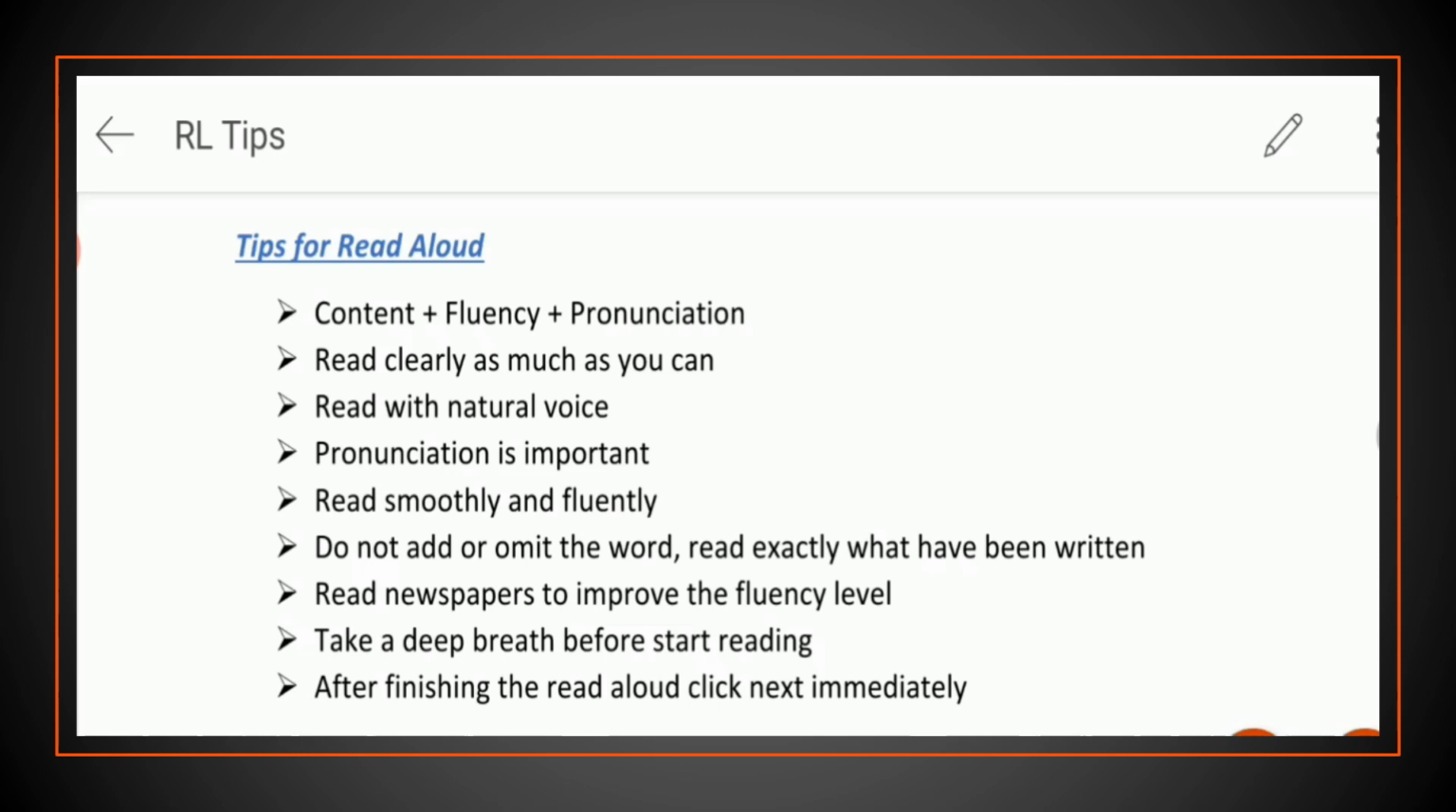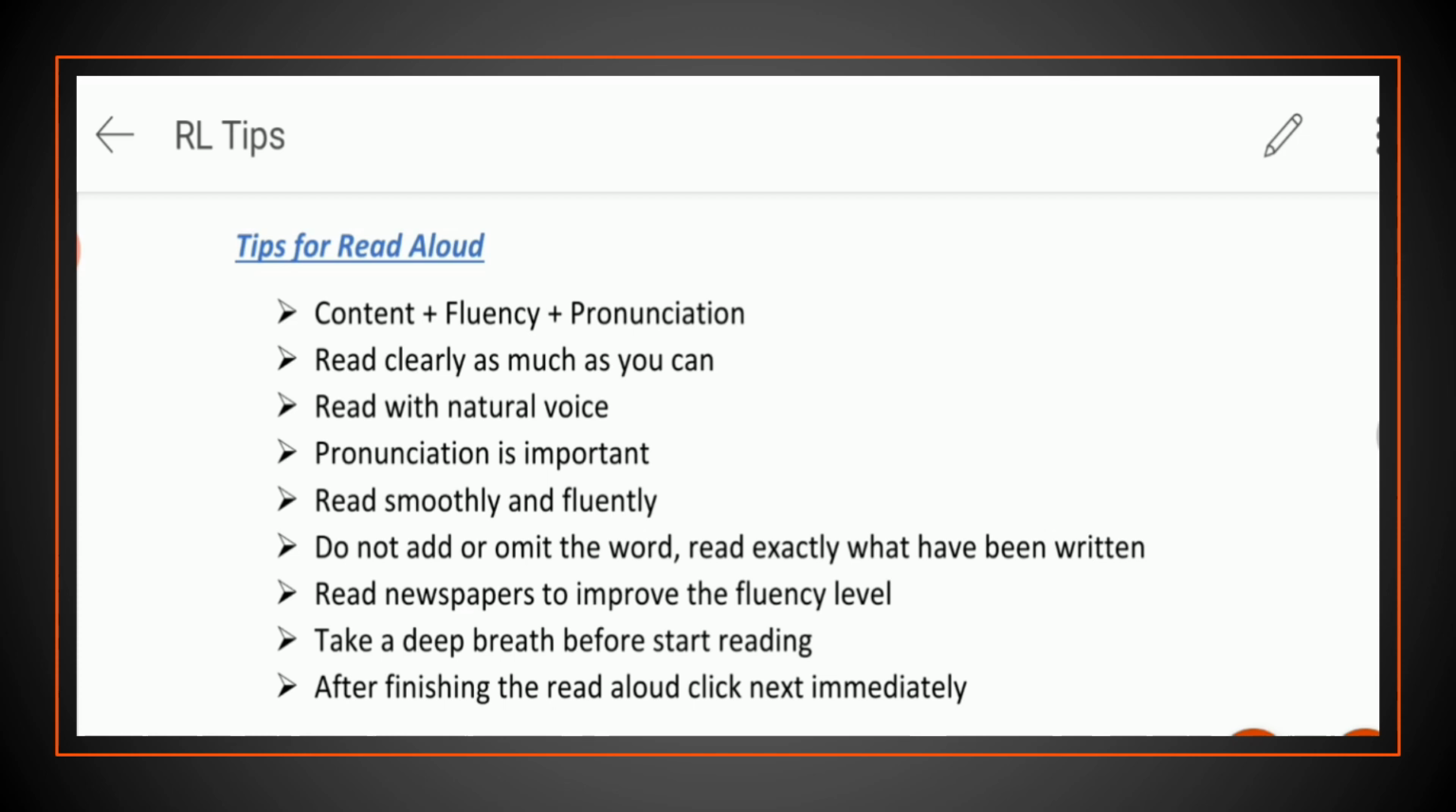Before providing you tips, I will explain how read aloud looks. Read aloud is a simple text which is a combination of 3 or 4 sentences, and basically you are given 30 to 40 seconds to read the text, understand it and prepare your response. After this you are given 40 seconds to record your response. When you are recording your response, content, fluency and pronunciation are very important.